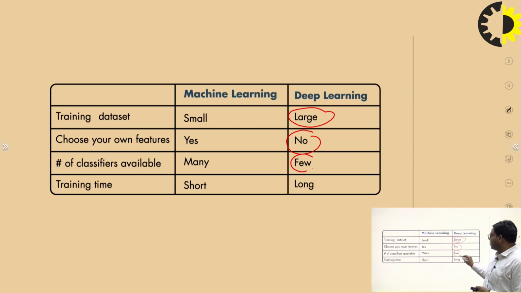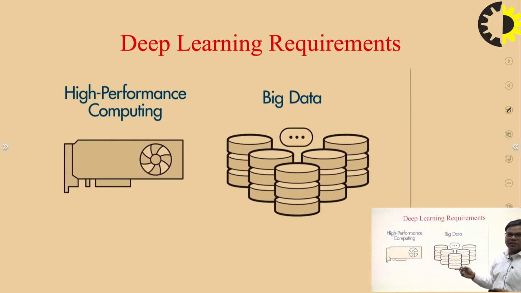The number of classifiers is comparatively lower than in machine learning, and the training time is very long because it does very complex calculations, and the relationship between the provided input and the expected outcome is quite complex. So it takes a good amount of time. Ultimately, we can say that for deep learning we need high performance computation as well. We need a good amount of resources for deep learning, and the data must also be of a very good size.